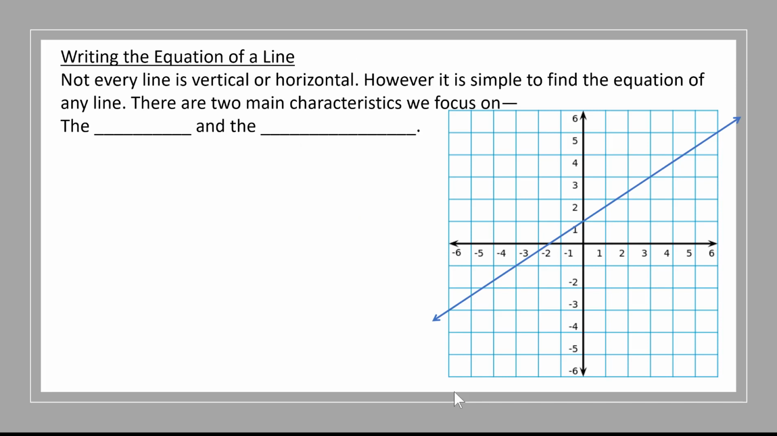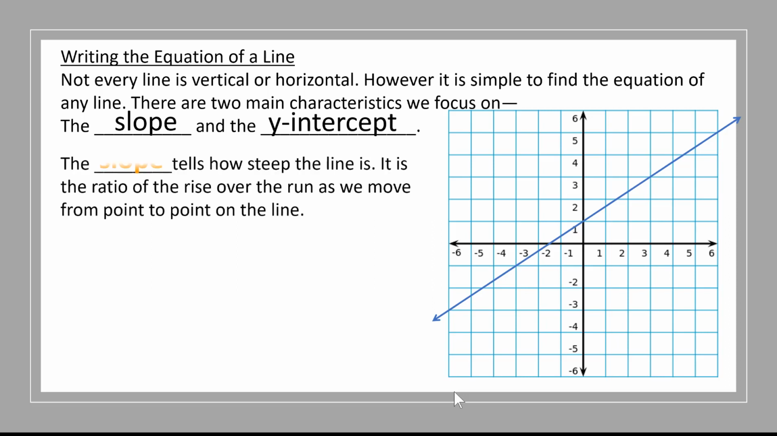Now, of course, not every line is vertical or horizontal, which means we have to be able to write the equations of those lines also, and it's pretty simple to do. You just have to look for the 2 main characteristics of that line, which are the slope and the y-intercept. The slope tells how steep the line is. It's the ratio of the rise over the run as we move from point to point on the line. So from any 2 points, you go up how far and you go over how far to get from point to point. That's the rise, that's how far up you go, and the run, how far over you go to get from any point on the line to any other point on the line.